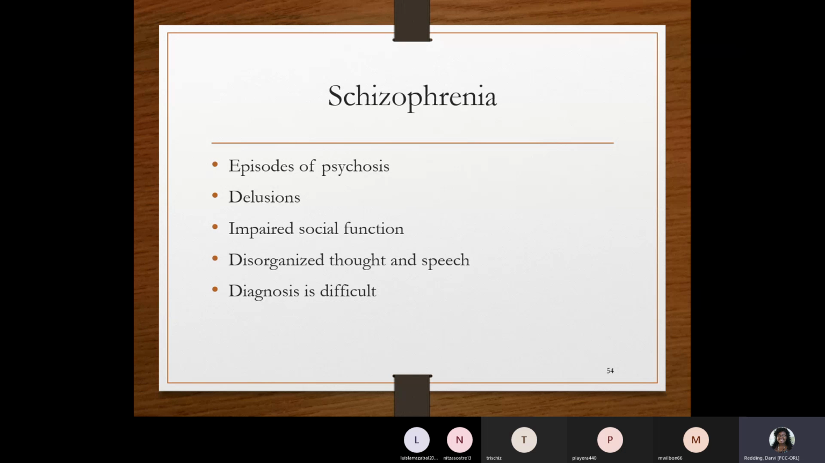And so schizophrenia is basically episodes of psychosis. A person will experience delusions, they'll have impaired social function, which is where the person has disorganized thought and speech, and the diagnosis is difficult.